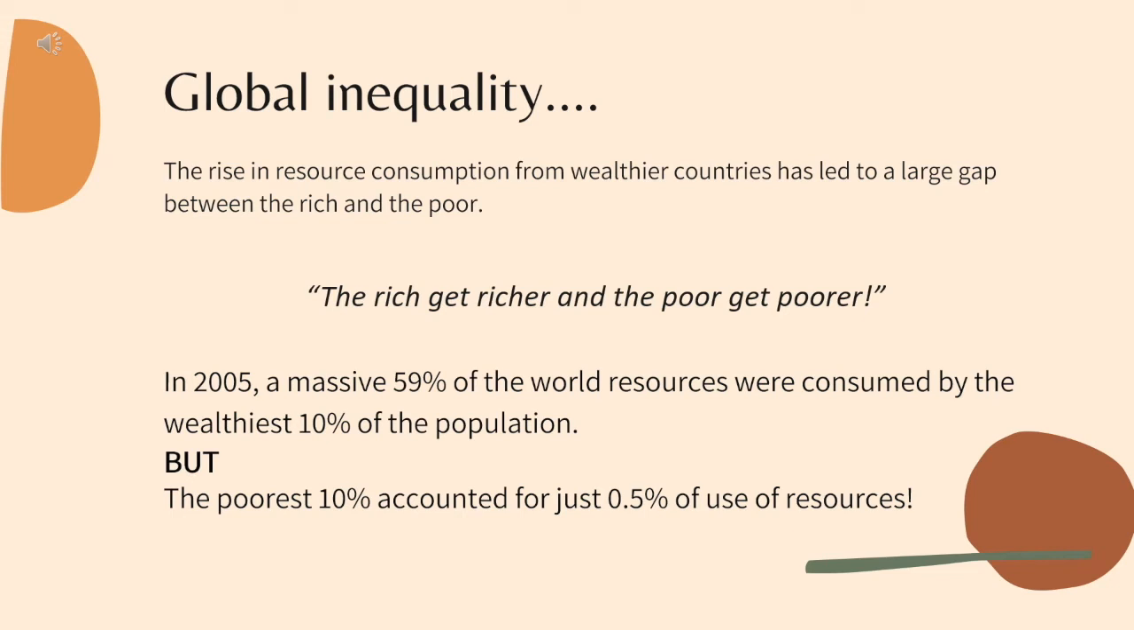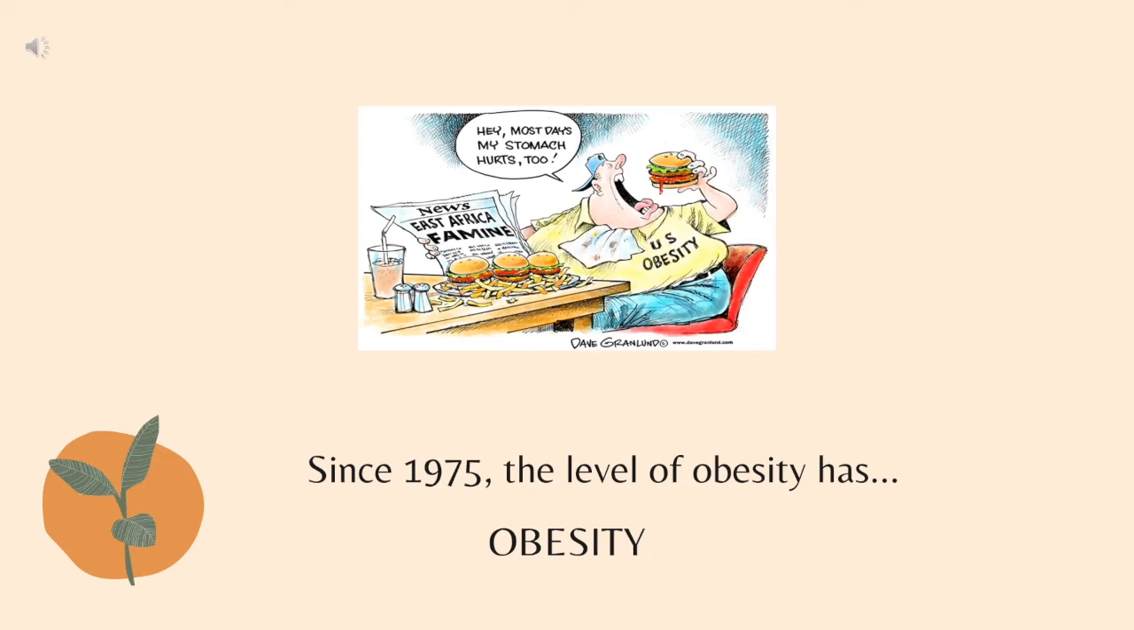The richer countries consume and use more and more each year, to the detriment of developing countries, who suffer from extreme hunger, untreated disease, and limited medicine. In terms of environmental justice, there is some extreme global injustice going on, and very little is being done to mitigate the needs. This question is about obesity and hunger. Since 1975, the level of obesity has reduced, increased, or stayed the same.